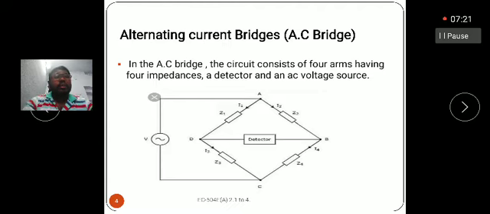In the AC bridge, the circuit consists of four arms having four impedances, a detector and an AC voltage source. That means this particular bridge circuit consists of four arms A, B, C, D with four impedances Z1, Z2, Z3 and Z4, a detector and a voltage source. Here we have connected one voltage source. This is the arrangement of the AC bridge.